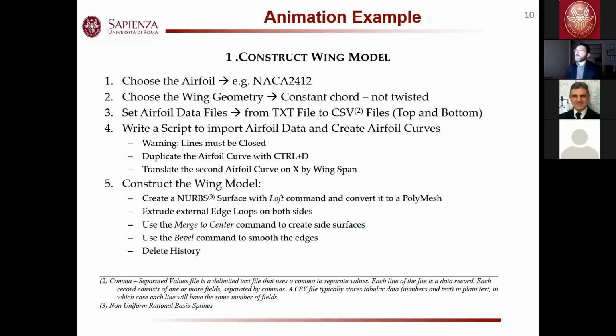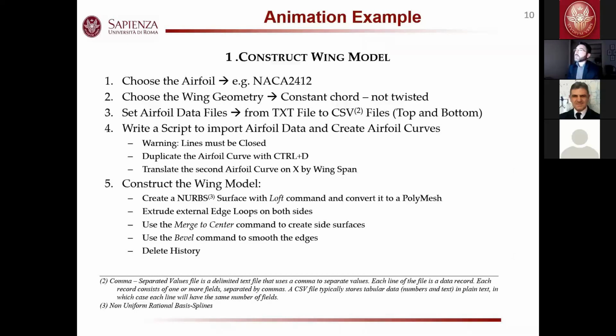We need to choose the airfoil. For our example, we use an NACA 2412. Then we need to choose the wing geometry, and we use a simple geometry with constant chord and not twisted. Then convert airfoil data files from TXT files to CSV files for the top and bottom of the airfoil. Then write a script to import airfoil data and create airfoil cards.